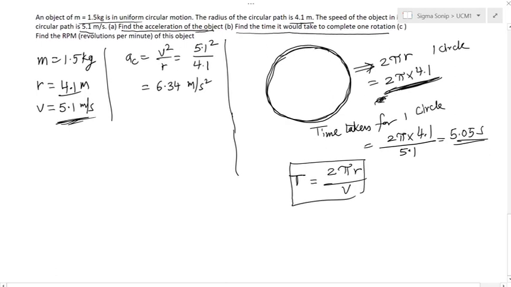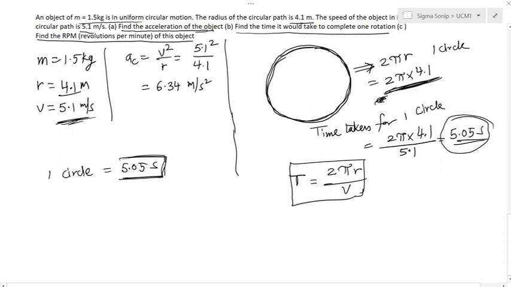And next thing is that we need to find the RPM, revolutions per minute. So we found that for one circle it takes 5.05 seconds. So we need to find how many circles it would complete in 1 minute. Basically all we are trying to find is how many of these 5.05 go in 60 seconds. So RPM, revolutions per minute, revolutions in 60 seconds is 60 divided by 5.05, and that gives you 11.88. That is our RPM.